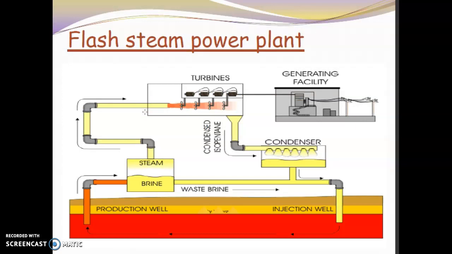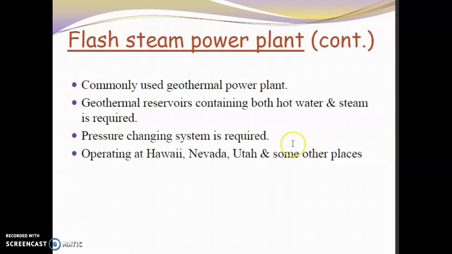Then the flash steam power plant. Again the steam is sent to the turbine and energy is generated. It flashes the steam here. It is the most commonly used geothermal power plant. Geothermal reservoirs containing both hot water and steam are required, along with a pressure changing system. It operates in Hawaii, Nevada, Utah and some other places.